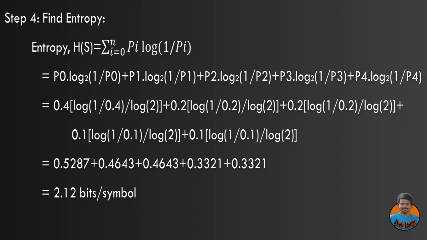Now let us substitute the probabilities in our equation. So after substitution, these are the values for entropy. The calculated values will be 0.5287 plus 0.4643 plus 0.4643 plus 0.3321 plus 0.3321. The total is 2.12 and the unit will be bits per symbol.